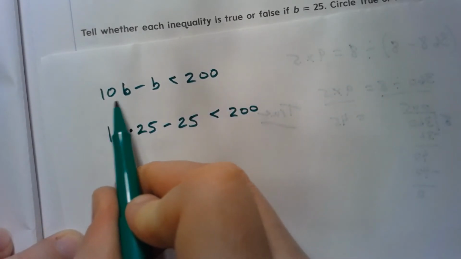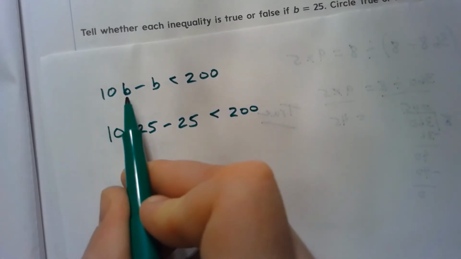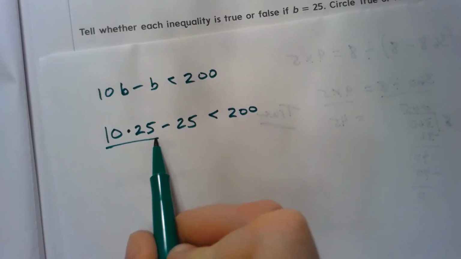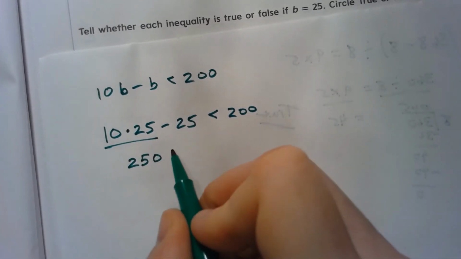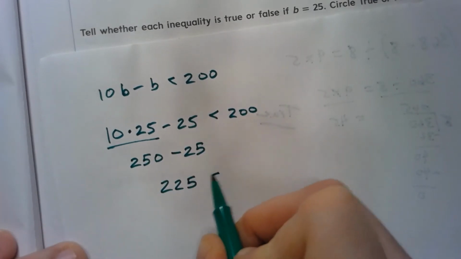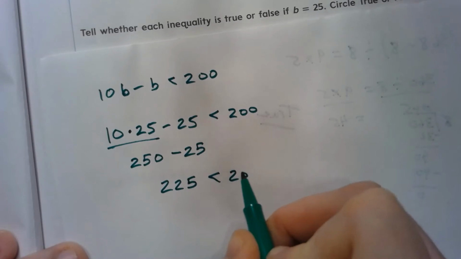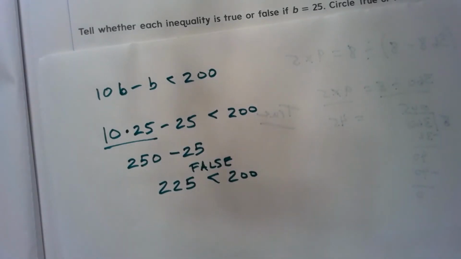So this part right here is where I see the most mistakes. 10b means 10 times b. So 10 times b is 25 shifted over one place value. Then we're going to subtract 25. That gives us 225. 225 is not less than 200, so this is a false inequality.